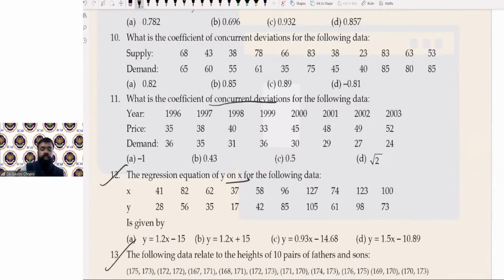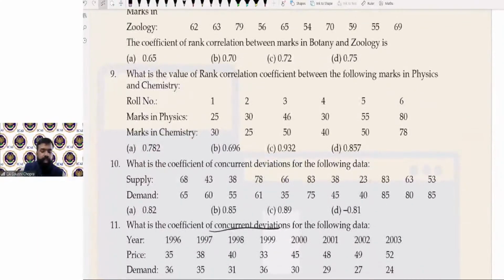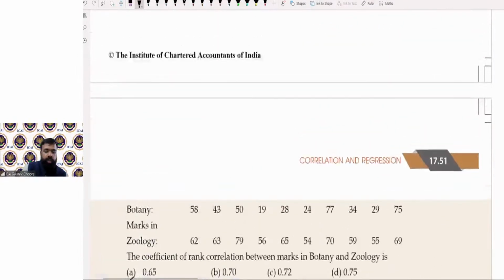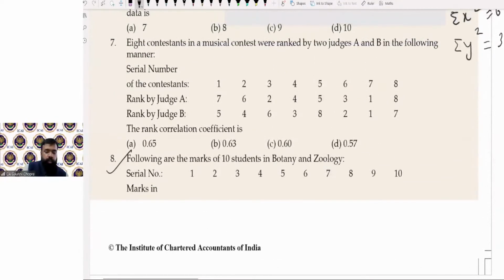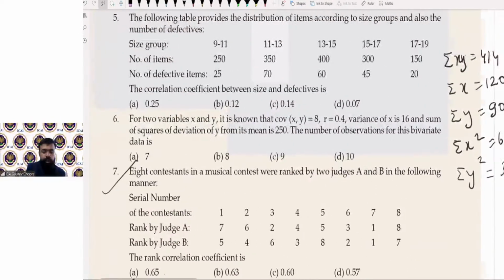11th one, find the coefficient of concurrent deviation. In concurrent deviation we put plus and minus signs first and then you can simplify. Then 10th is also concurrent. Directly you can do rank. 8th one is also rank, that can be done. 7th is rank, this also you can do.